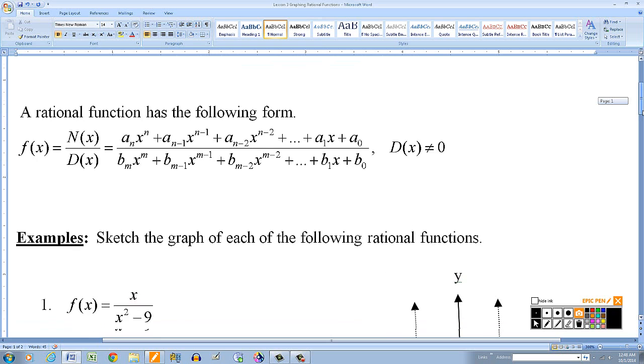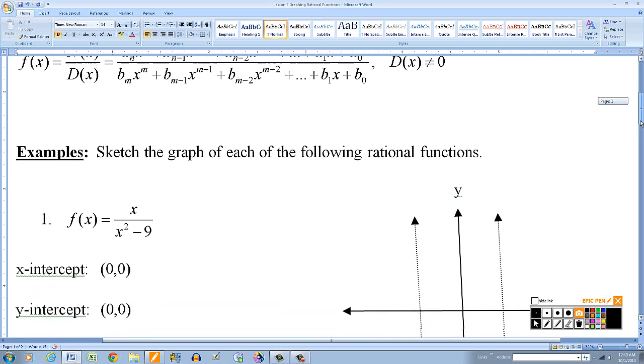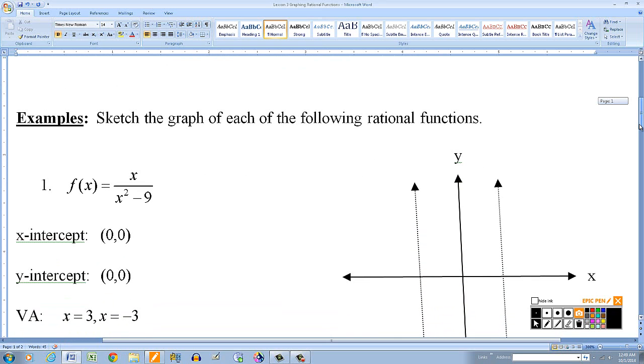So let's look at the first example. Sketch the graph of each of the following rational functions. Typically you want to use some key points. The x-intercept, if the function has an x-intercept, we want to use that in the graph. A y-intercept, and obviously you want to locate your horizontal and any vertical asymptotes the graph might have.